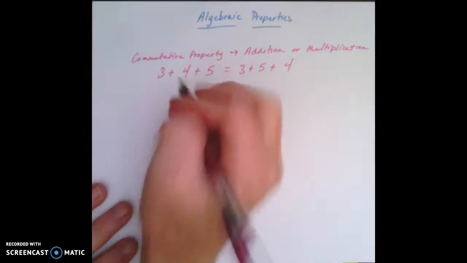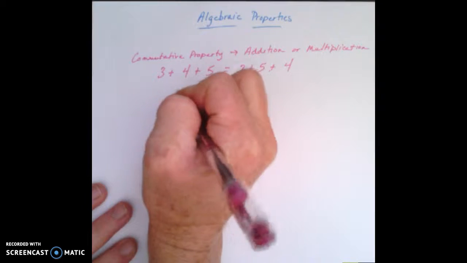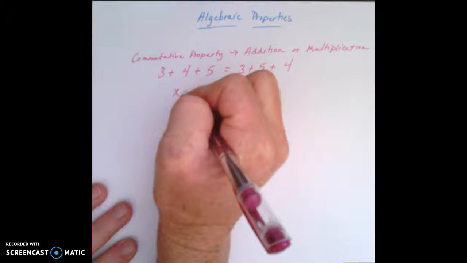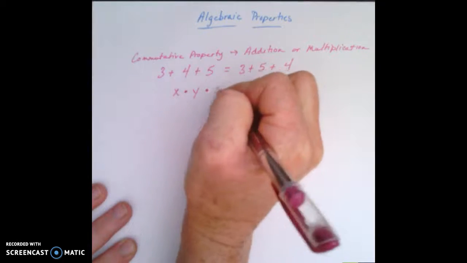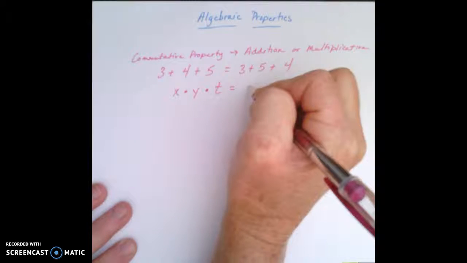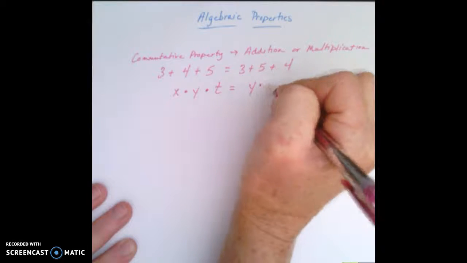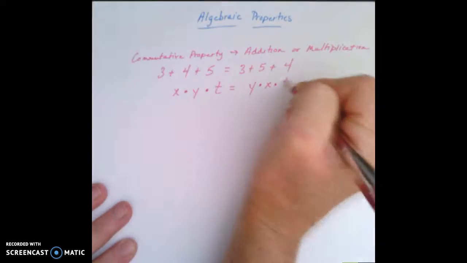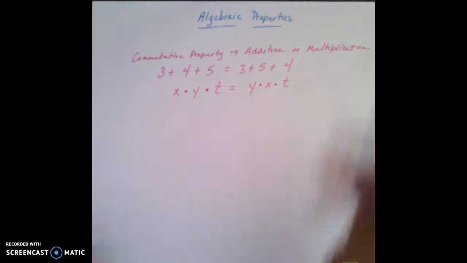The way this would look with multiplication is x times y times t equals y times x times t. So notice what we are doing is moving terms.